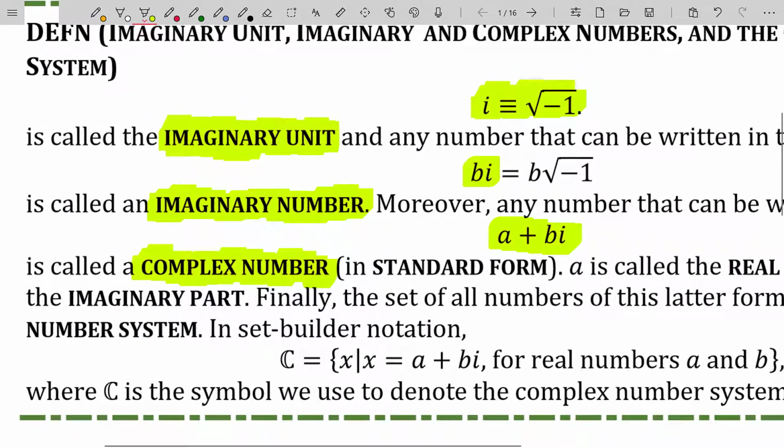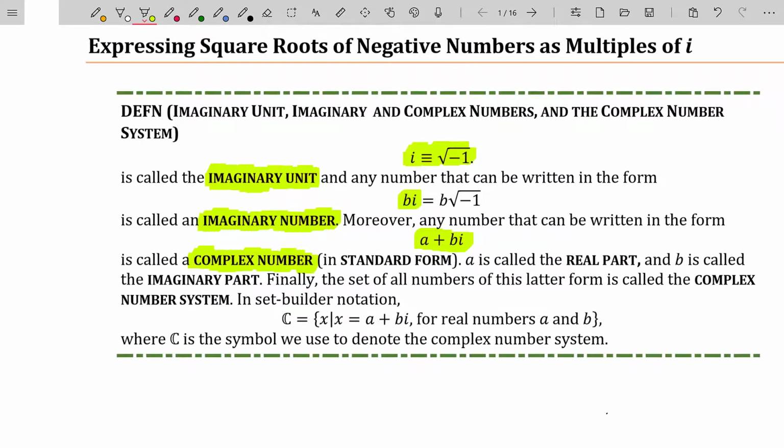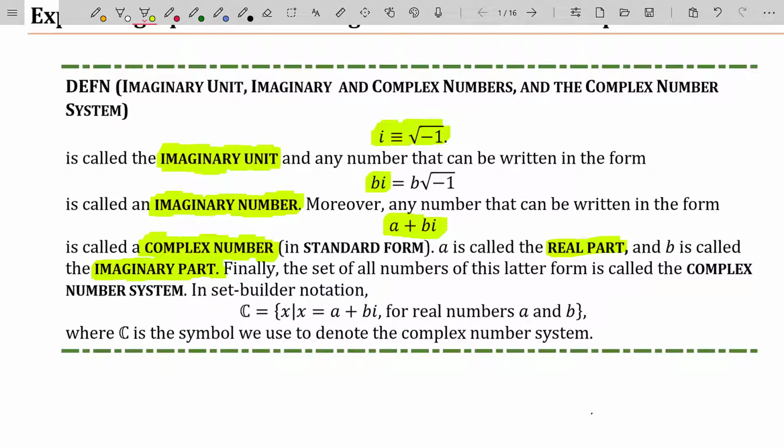And we say that it's written in standard form, but really, most people are just going to call that a complex number. a, as I just mentioned, is called the real part of that complex number. b is called the imaginary part of the complex number. Finally, the set of all numbers of this latter form is called the complex number system. So all numbers of this form right here, let me circle it up, they create the complex number system.